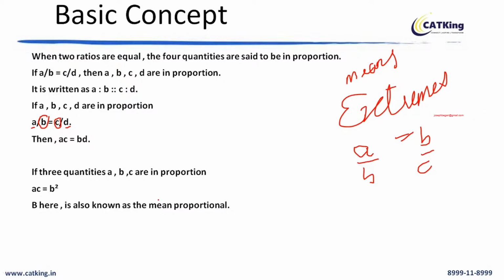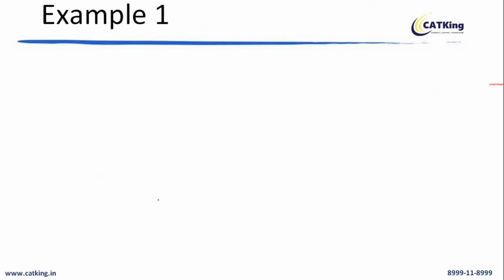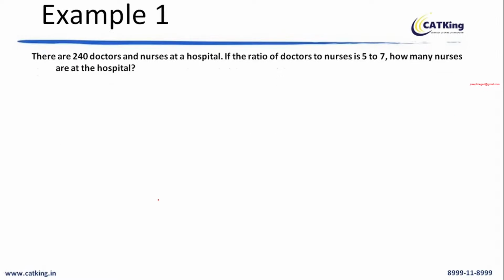Now let's try and solve the question. Let's take an example. There are 240 doctors and nurses at a hospital. If the ratio of doctors to nurses is 5:7, how many nurses are at the hospital? The sum of doctors and nurses is given as 240, and we have to find out how many nurses are there. So we will take our older approach, which is we take a common multiple to be x. Thus the doctors become 5x and nurses become 7x.